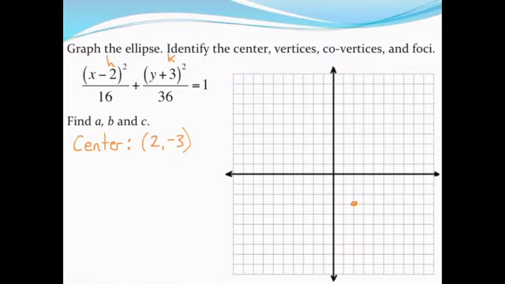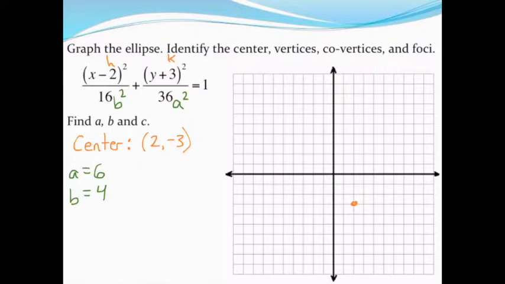The next thing I'm going to note in my equation are the a squared and b squared values. Now the way I do this, the a squared value is always the bigger of the two numbers. So 36 will be a squared and 16 will be b squared. Since a squared is 36, a is just going to be 6. And b is going to be 4, the square root of each of those values.